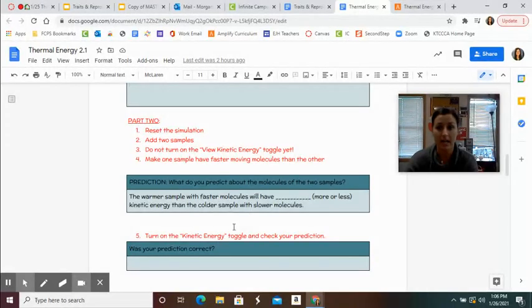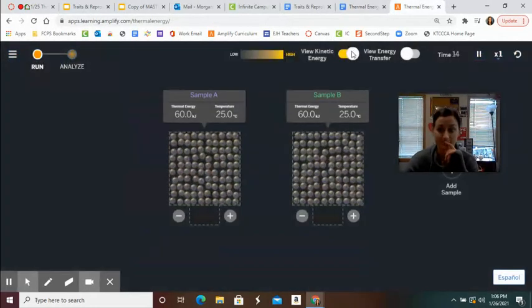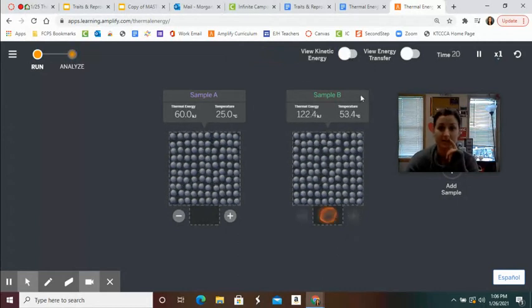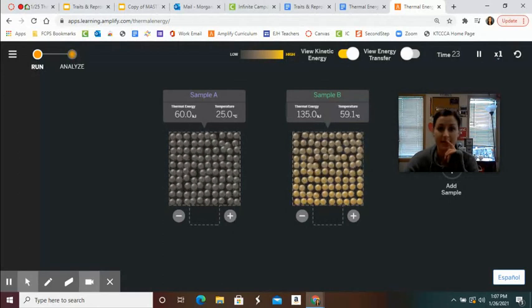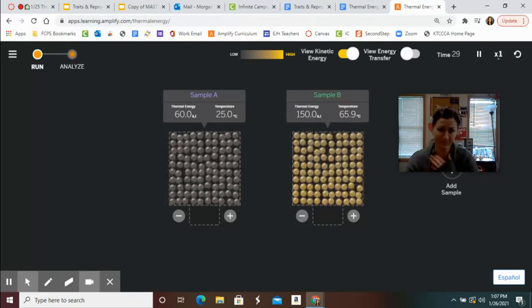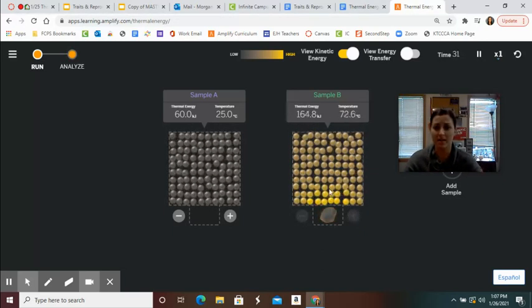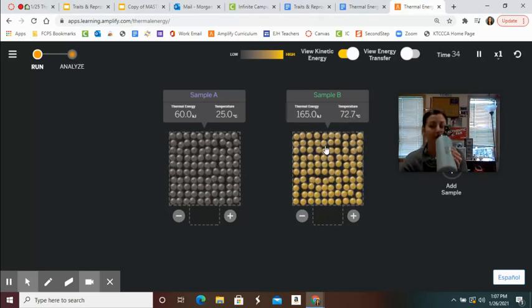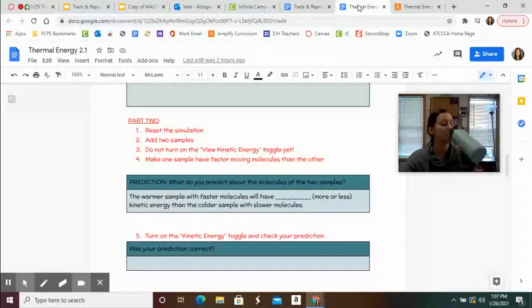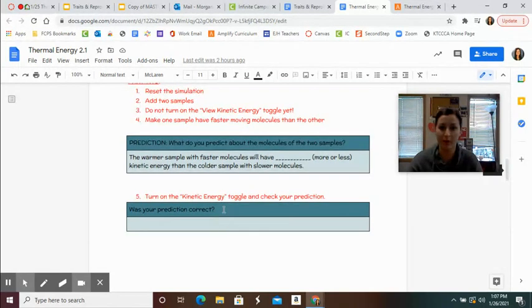And then based on what you predicted here, you're going to go down here, and then you can turn on your kinetic energy toggle. So then you can turn this on to be able to see if you are right or wrong. So if I want one of them to be faster, and then I can see that it is faster. One thing I wanted to draw attention to when we did this is you can see the heat is starting at the bottom and working its way through. That heat is being transferred throughout the sample starting at the bottom. So then you will write if your prediction was correct.